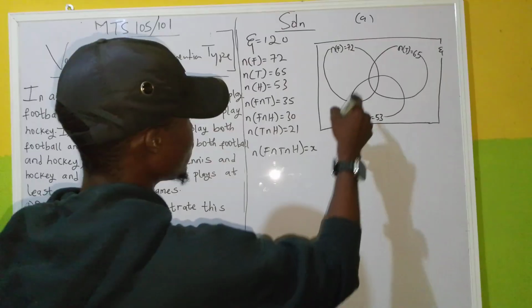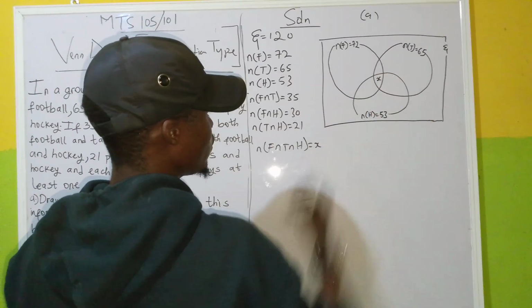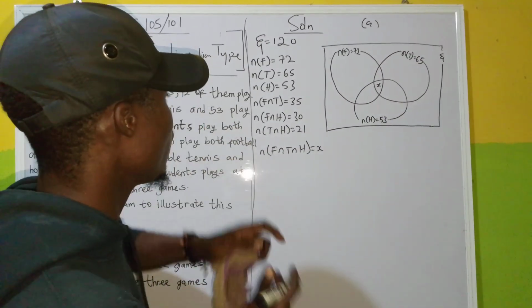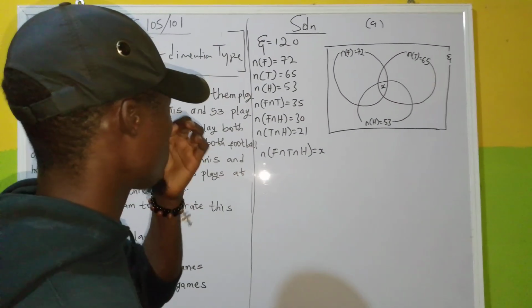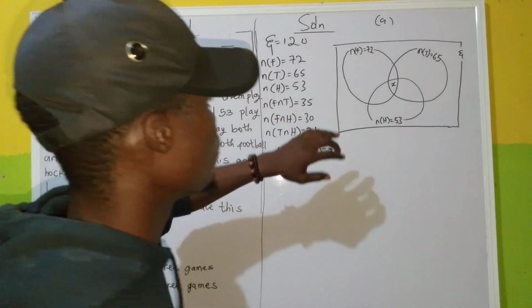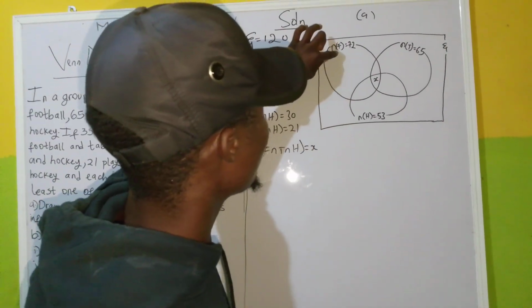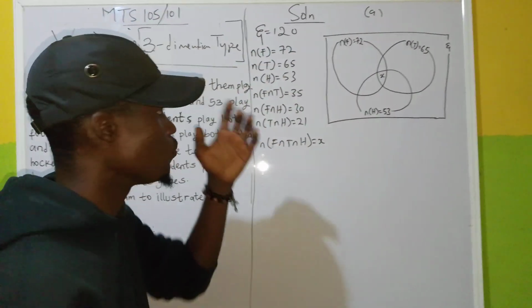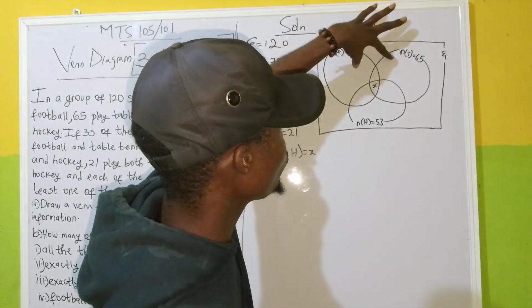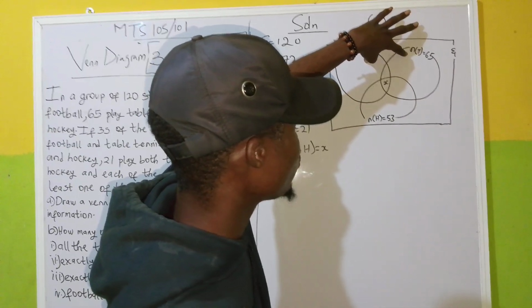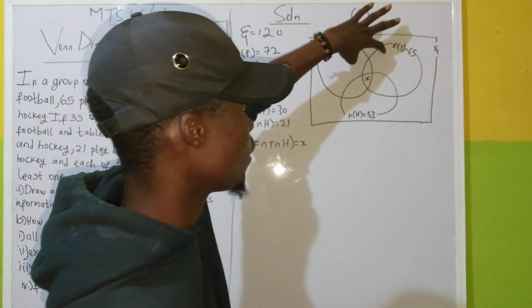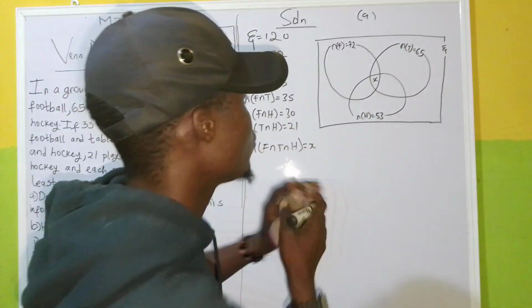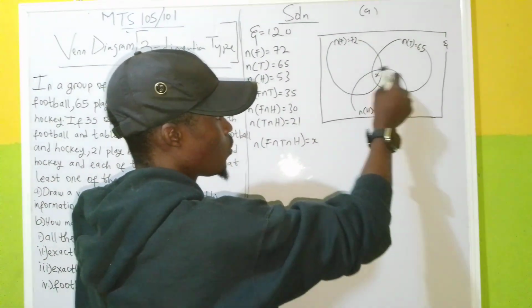So where the three are connected is X. X is where the three are connected. So where football and table tennis are connected, this is where they are connected. From the idea of two sets, you can see football and table tennis, two sets are connected here. Whenever two sets are connected, you subtract where all three sets are connected from where two are connected.